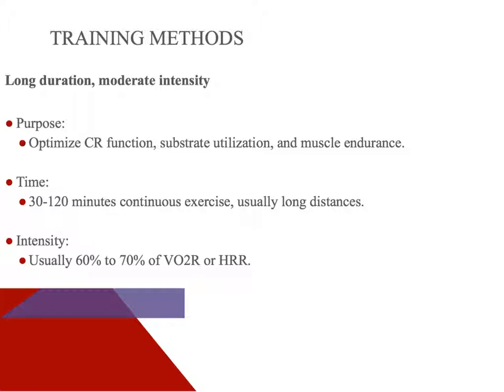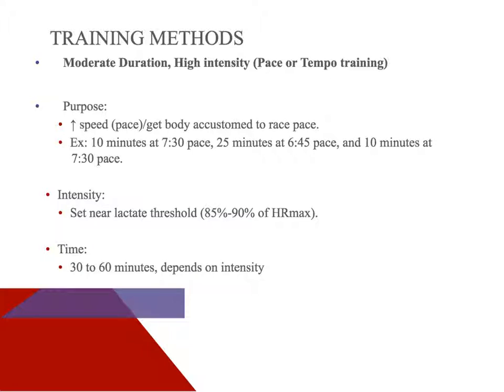The next training method is going to be moderate duration, high intensity exercise. So this is where we're looking to improve our pace. So we're doing this pace or this tempo training. A tempo run should consist of a warm-up and then will increase in intensity throughout and then finally contain a cool down. If intensity is set higher, then we might have to decrease the duration or the body may not be able to respond. So we have to be careful, depending on what intensity we set, how long we do our tempo training. So the purpose of this would be to get accustomed to race pace.